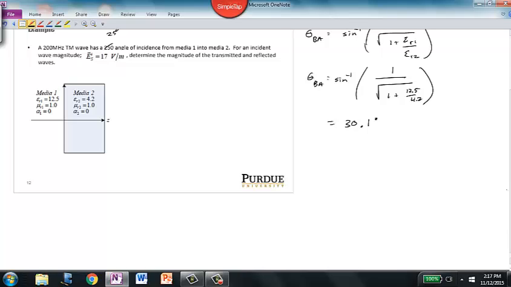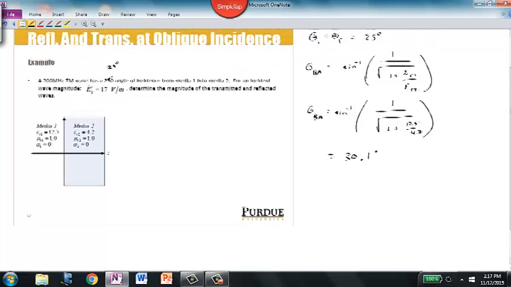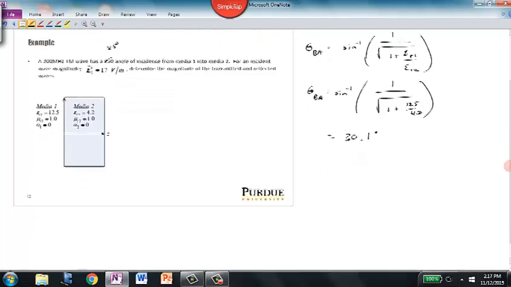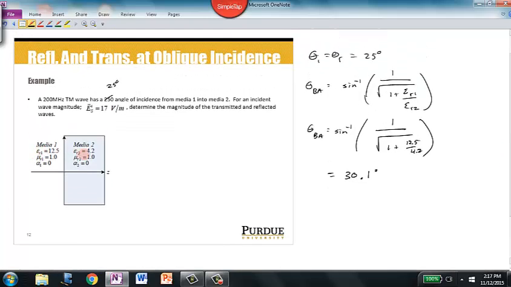So we need to next calculate, well, we have our choice on what we calculate next, but I'm going to calculate the angle of transmission. I've got the angle of incidence and angle of reflection. Let's do the angle of transmission. To do that, I have to know what the betas are in the two media.